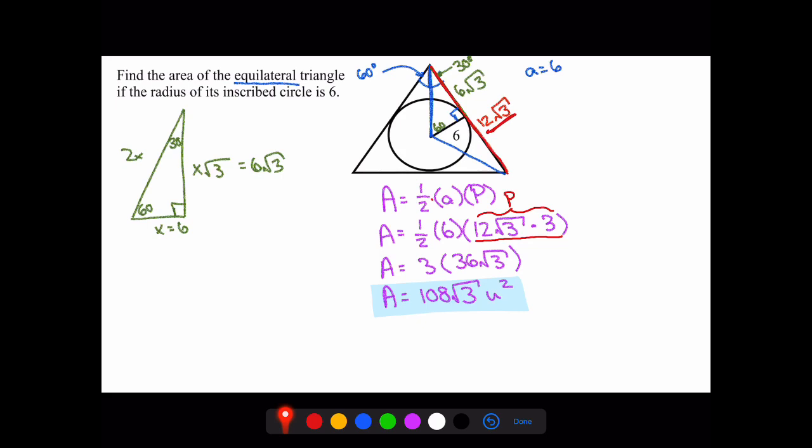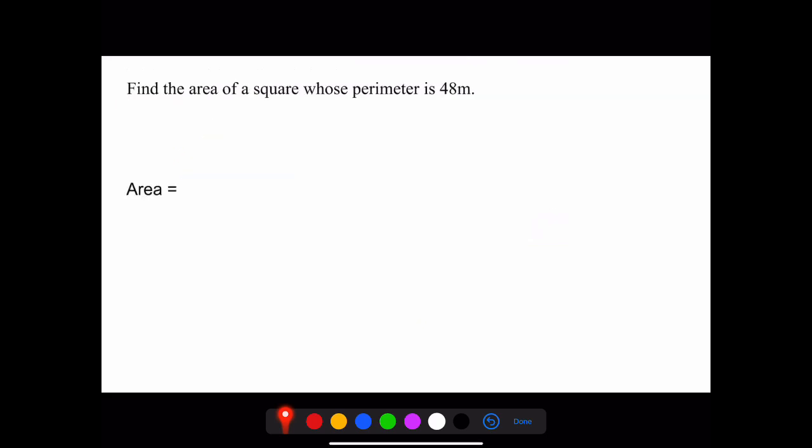All right. Getting close to finishing. Last problem. Go ahead and try this one out on your own. Try and find the area of a square whose perimeter is 48.